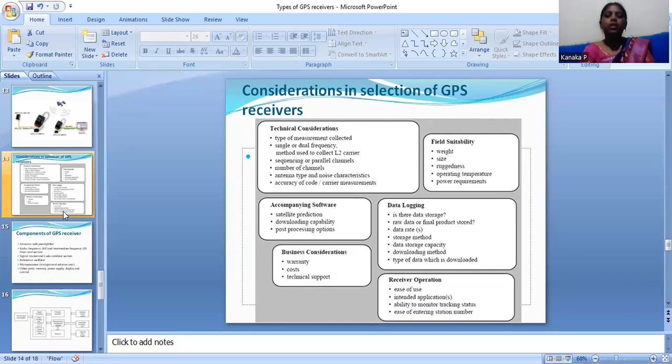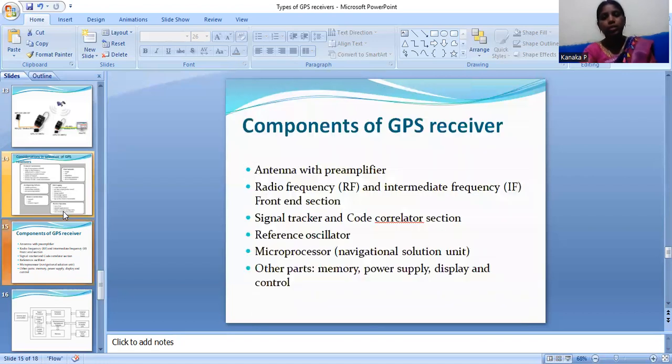So next one is receiver operations. Receiver operation means ease of use for users, intended applications, the ability to monitor tracking status, and ease of entering station numbers. So this is the consideration of the selection of GPS receivers.